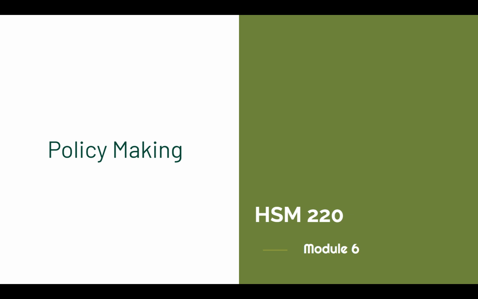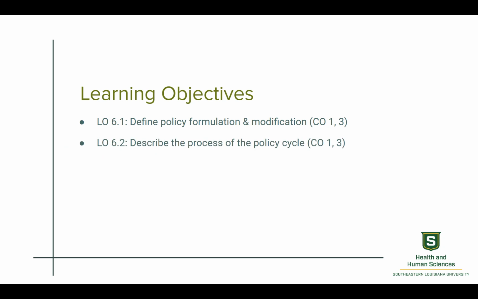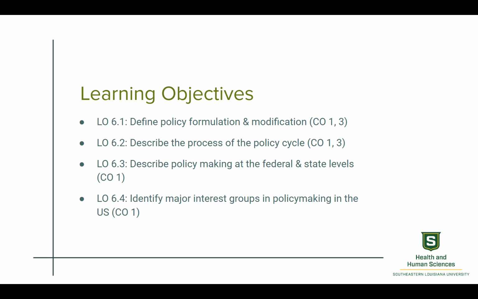For this class, we'll be discussing policy making, and this class is going to focus on policy making in the United States. So, there are a couple of learning objectives. The first is going to define and describe what policy formulation and modification is, describe the process of a policy cycle, and describe policy making at the federal and state level, and finally identify a couple of special interest groups that influence policy making in the US.